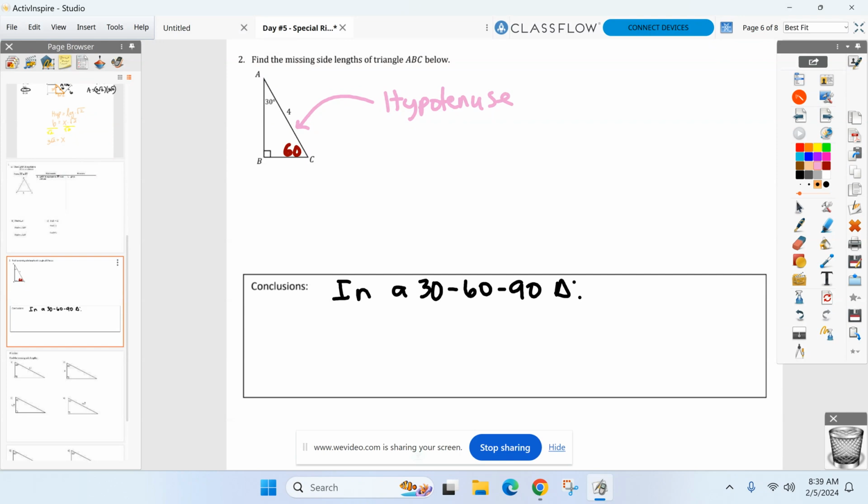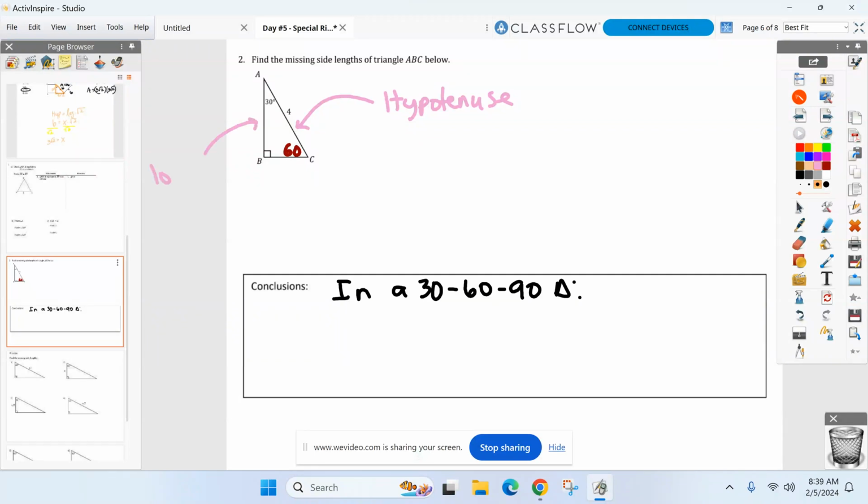How can you figure out where they're located? You already know from something we did earlier in the year. In a triangle, where's the longer side always located? Across from the bigger angle. So at a 30 and 60, which one's my bigger angle? 60, so guess what's across from it? Your longer leg.